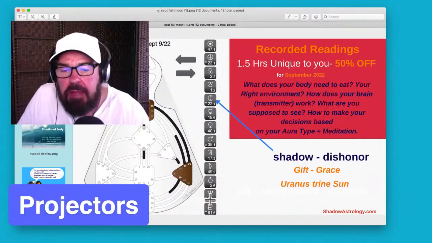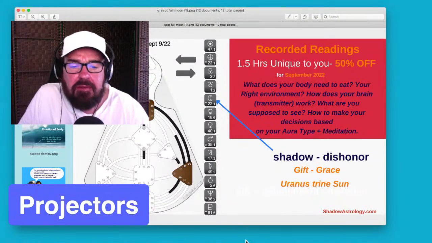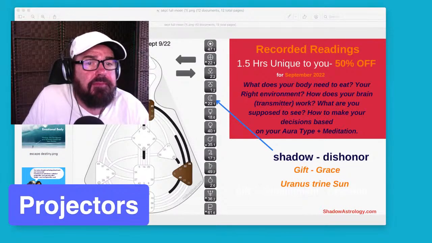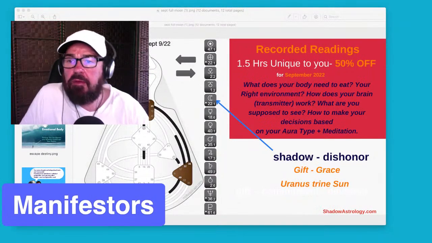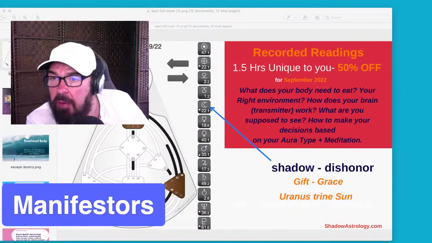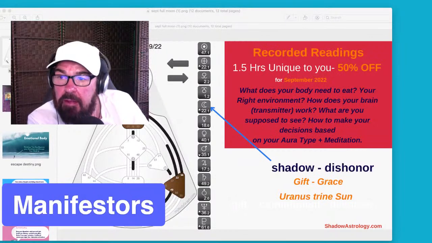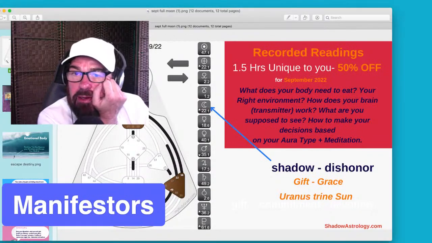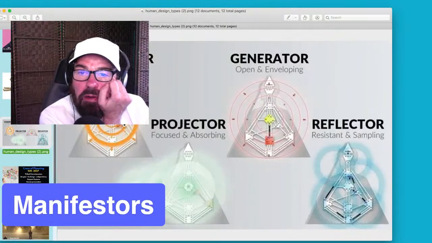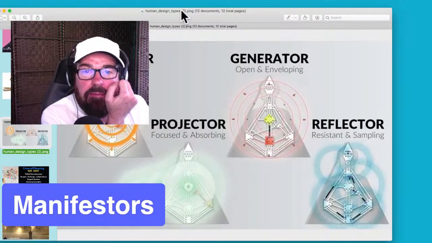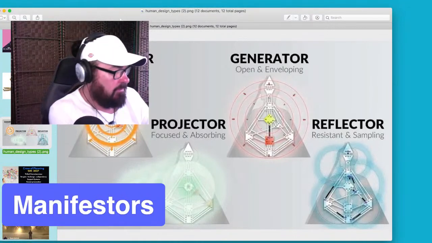So let's finish it off with the manifestors. The manifestors. 10% of the population are manifestors. And they're here. And we've got quite a few manifestors, I think, on the chat. Where are they? Right here. They've got the closed and repelling auras.